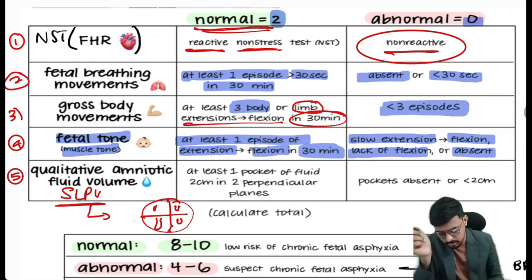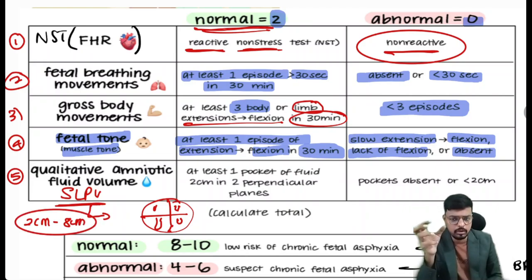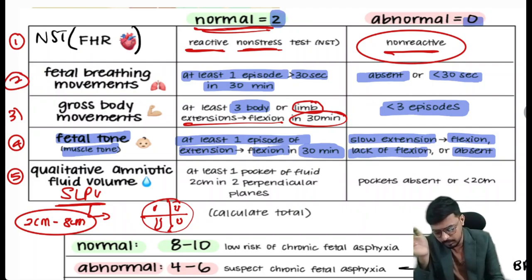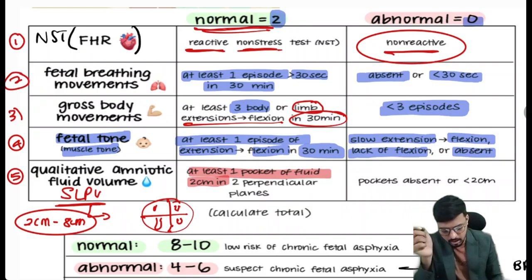Normally it should be 2 centimeters to 8 centimeters. The 2 to 8 centimeter depth of the amniotic fluid pocket is the normal one. So if we are getting at least one pocket of the amniotic fluid, that is the 2 centimeter, in the two perpendicular planes.